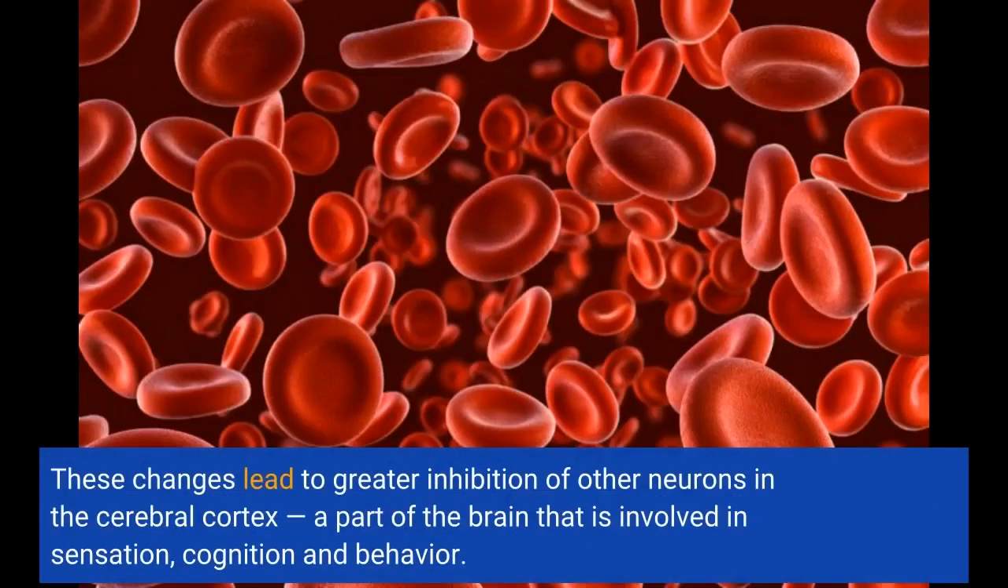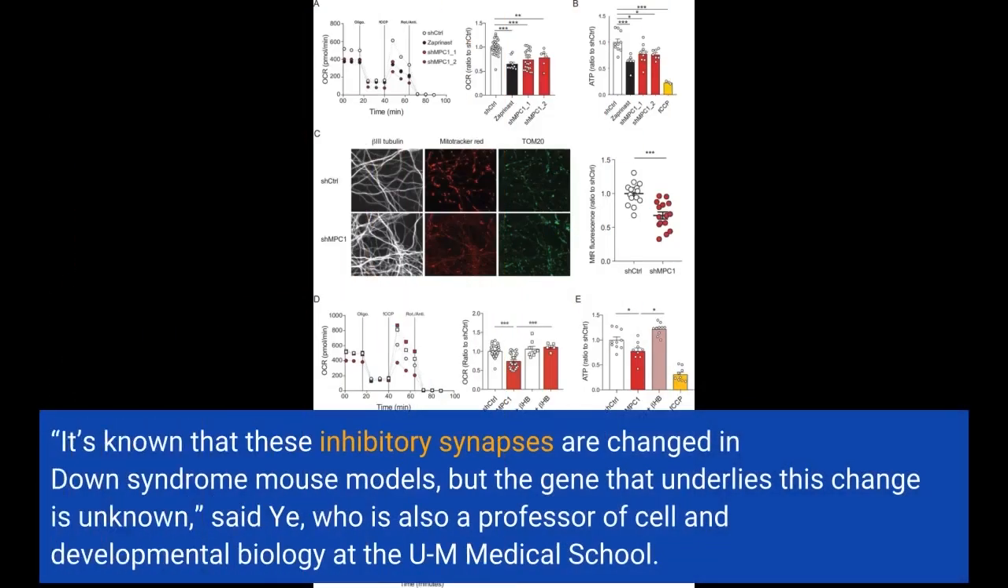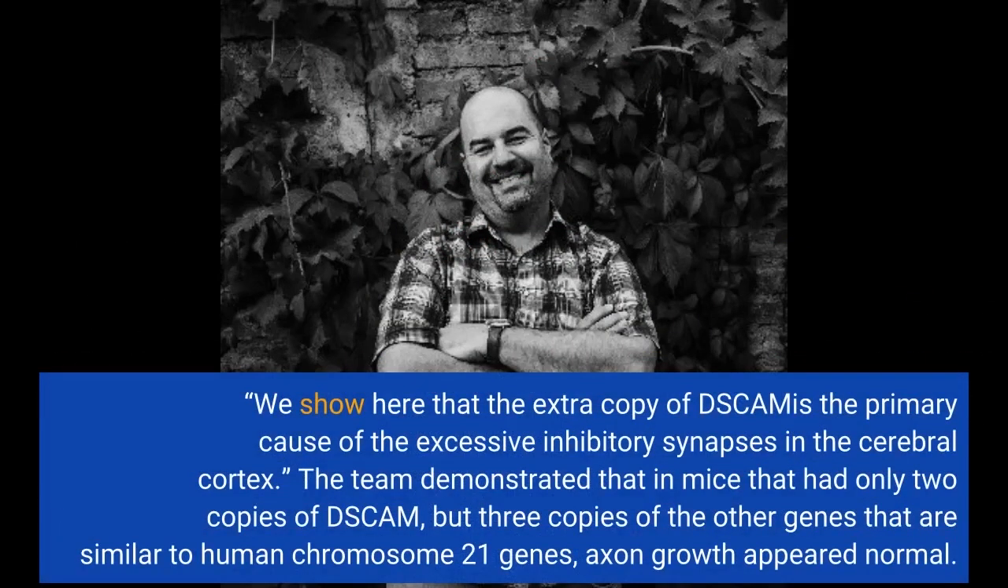These changes lead to greater inhibition of other neurons in the cerebral cortex, a part of the brain that is involved in sensation, cognition, and behavior. It's known that these inhibitory synapses are changed in Down syndrome mouse models, but the gene that underlies this change is unknown, said Yi, who is also a professor of cell and developmental biology at the Medical School. We show here that the extra copy of DSCAM is the primary cause of the excessive inhibitory synapses in the cerebral cortex.